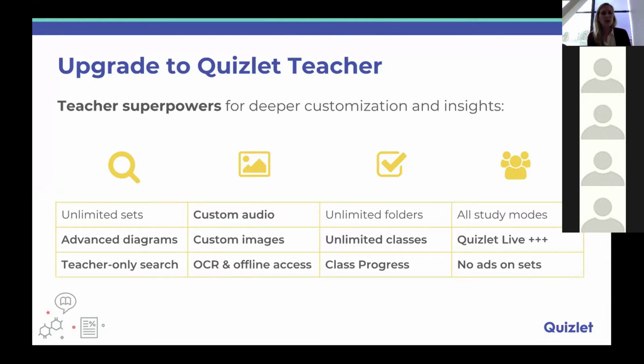So just to review, like the free account, you get unlimited sets, unlimited folders, access to all of our study modes offered on Quizlet. But some things that you get that are different from the free account are advanced diagram tools. So that is not only limited to 8 points, you can actually have unlimited points on your diagram, and you can also use custom shapes, which, depending on the content, you want to get really detailed with your outlines.